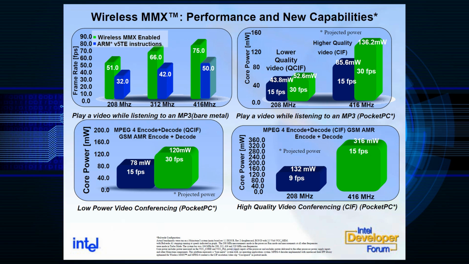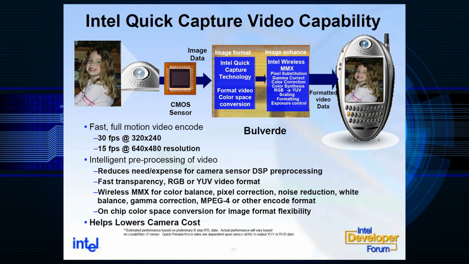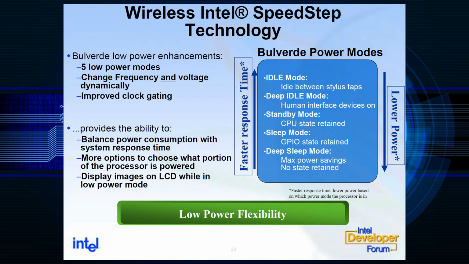This chip also had upgraded technology: Wireless MMX, to boost speed in games and multimedia decoding; Quick Capture, to boost full motion video encoding and pre-processing for the cameras; and SpeedStep, lowering clock speed under lower load. It also had a USB host and camera interface, and 256 KB of SRAM to reduce power consumption and latency.